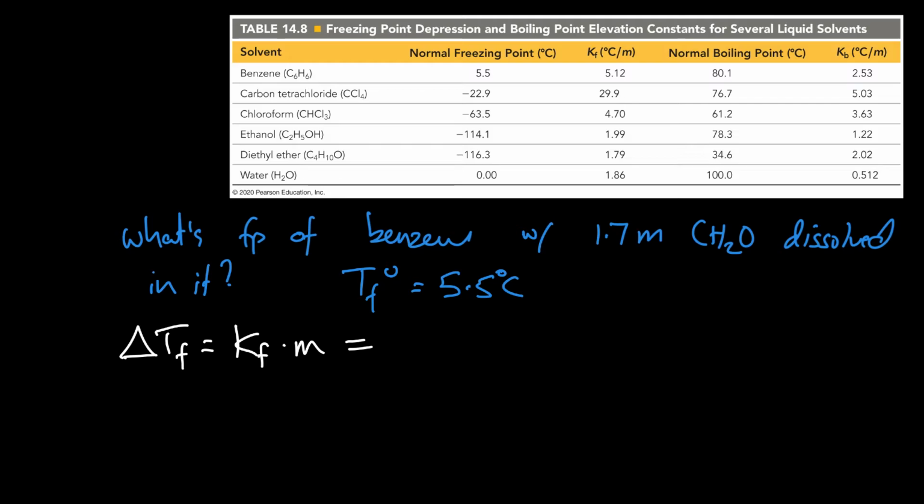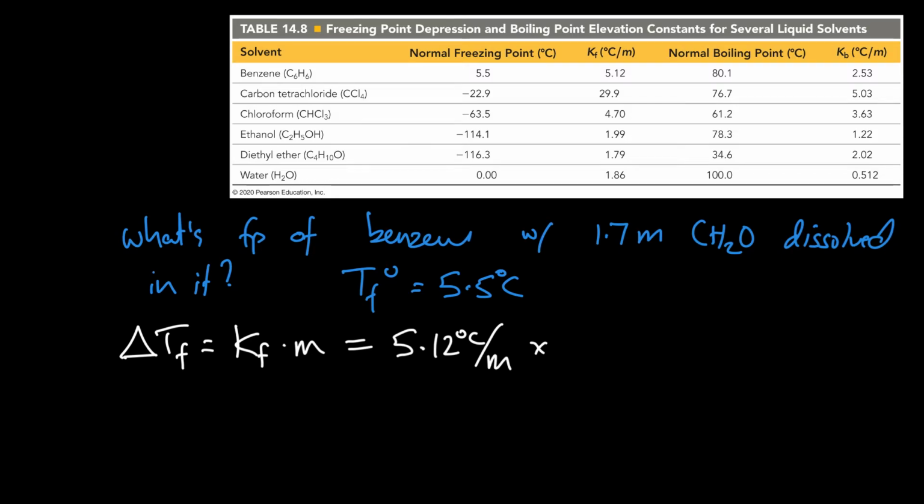We look at the freezing point constant for benzene, and it is 5.12 degrees C per molal. And then we multiply by the M here. M here is the molal concentration. And I think this is kind of naughty, actually, because we're using M for both the units, moles per kilogram, and for the symbol itself for molal concentration. So it's kind of sloppy, but there you go.